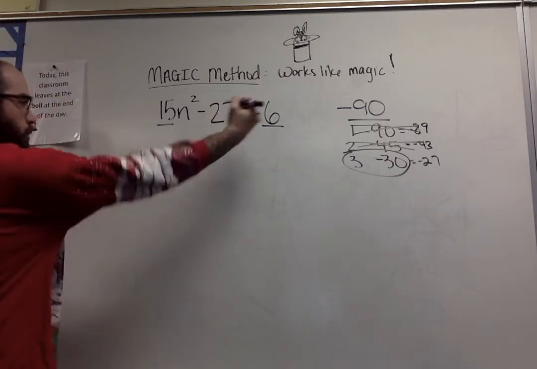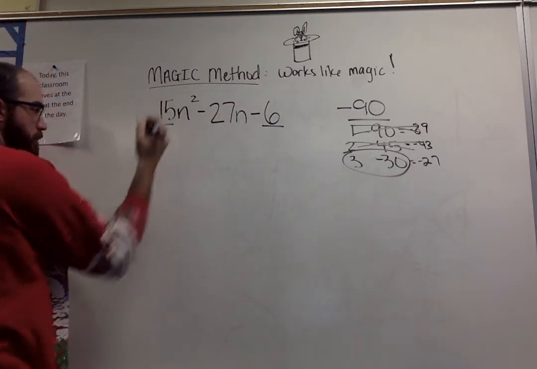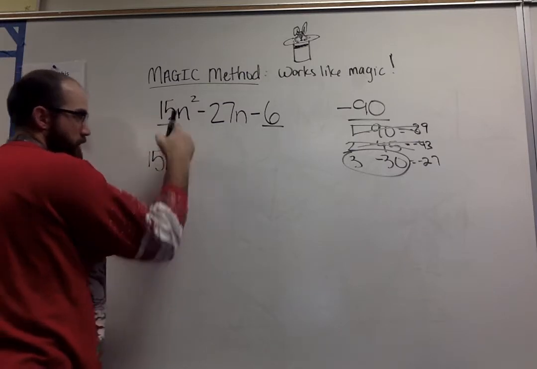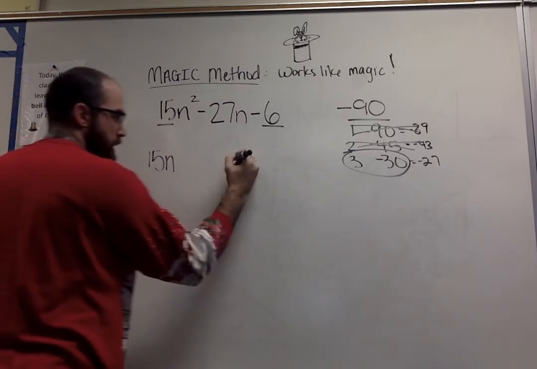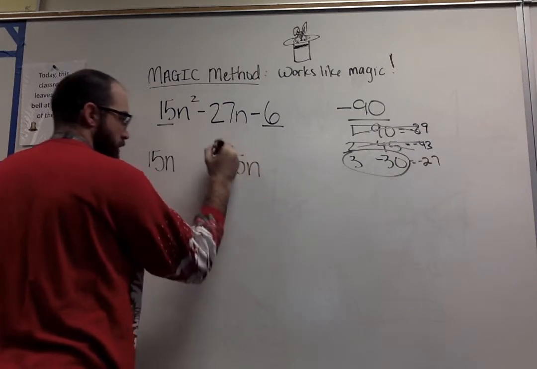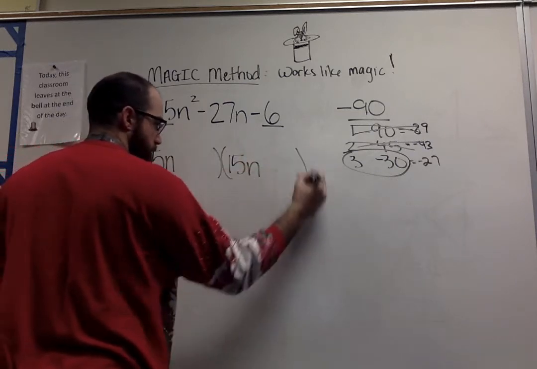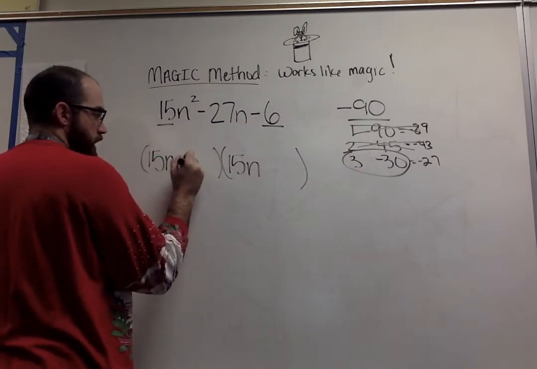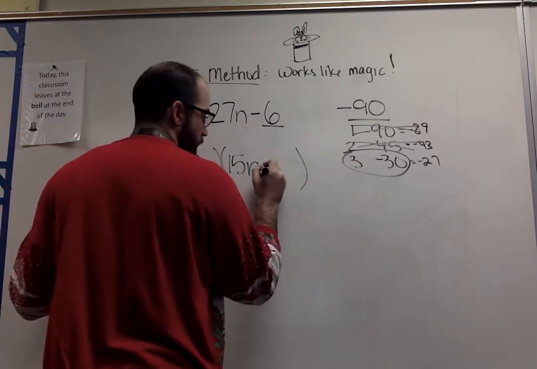What Mr. Connor talked about yesterday with our magic method is I would bring this 15 down, and I'm not going to have n squared, it's going to be 15n. I'm going to put it in front of both of my parentheses. My first number here is a positive 3, so I'd have plus 3. Here I'd have minus 30.